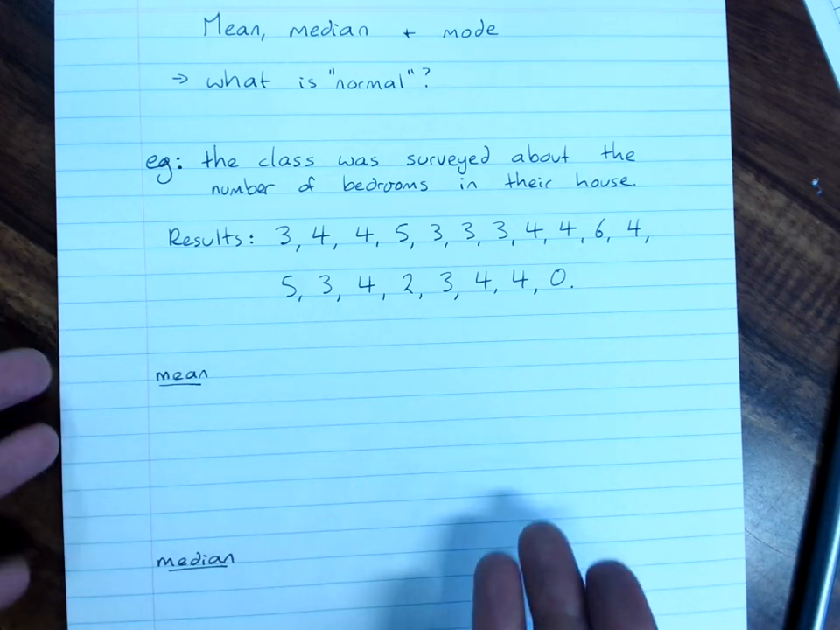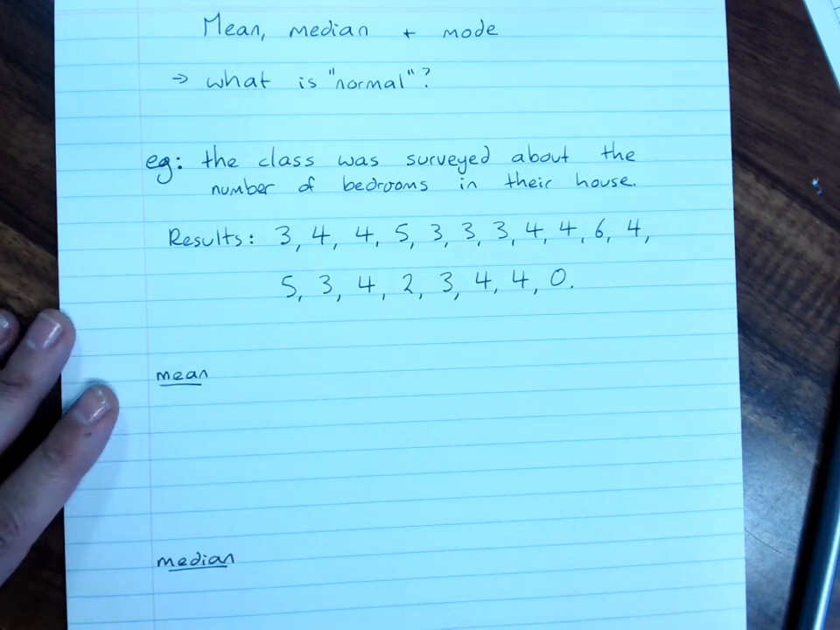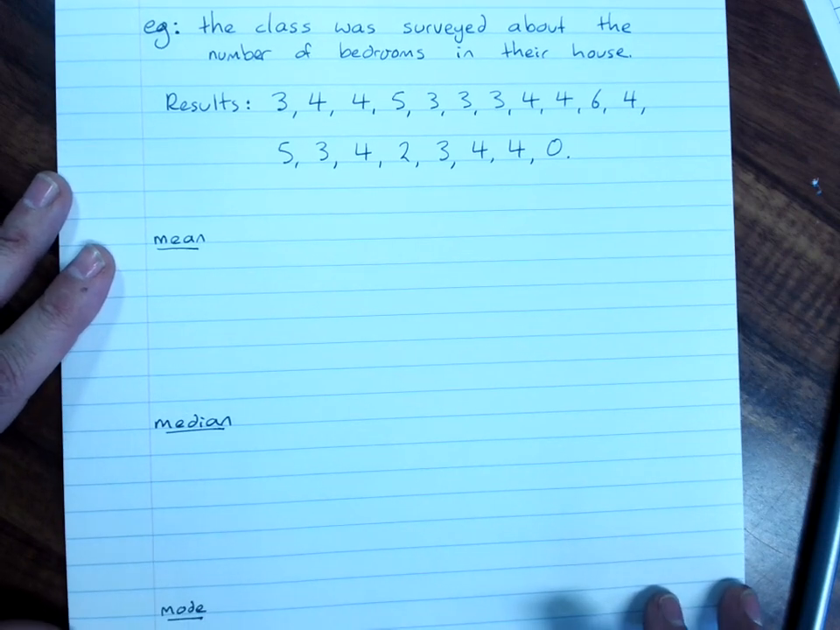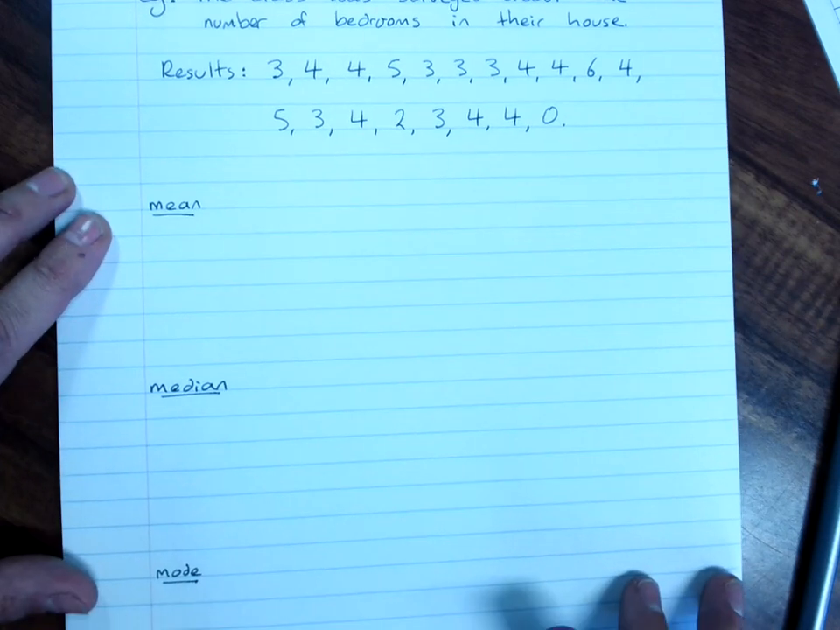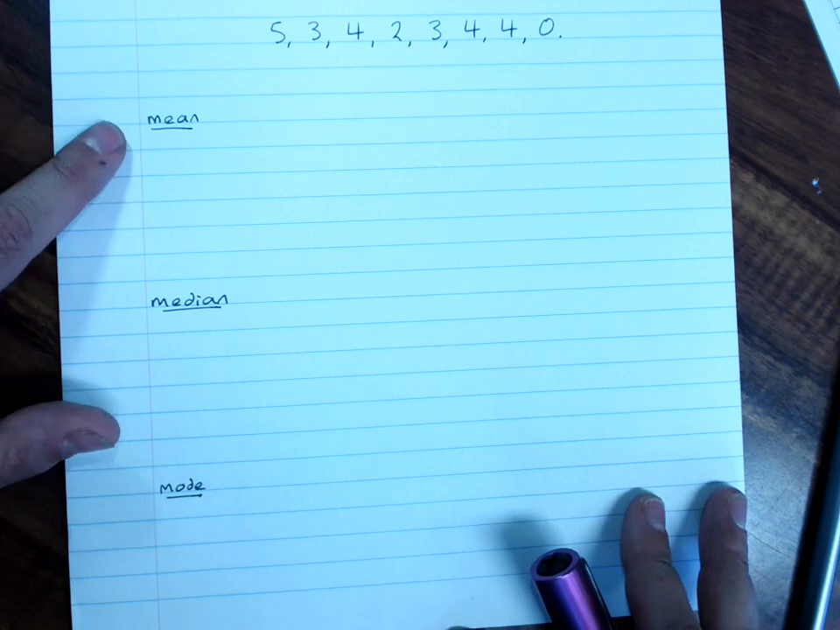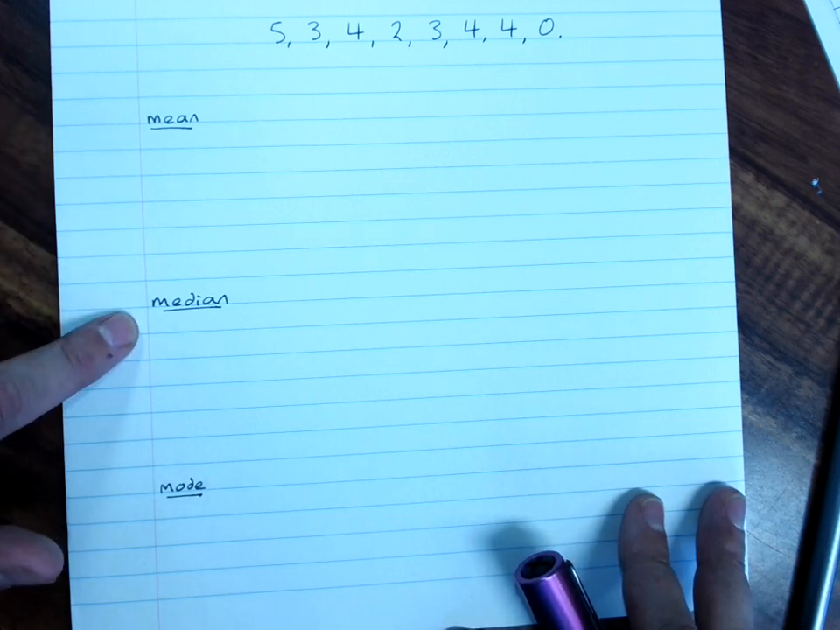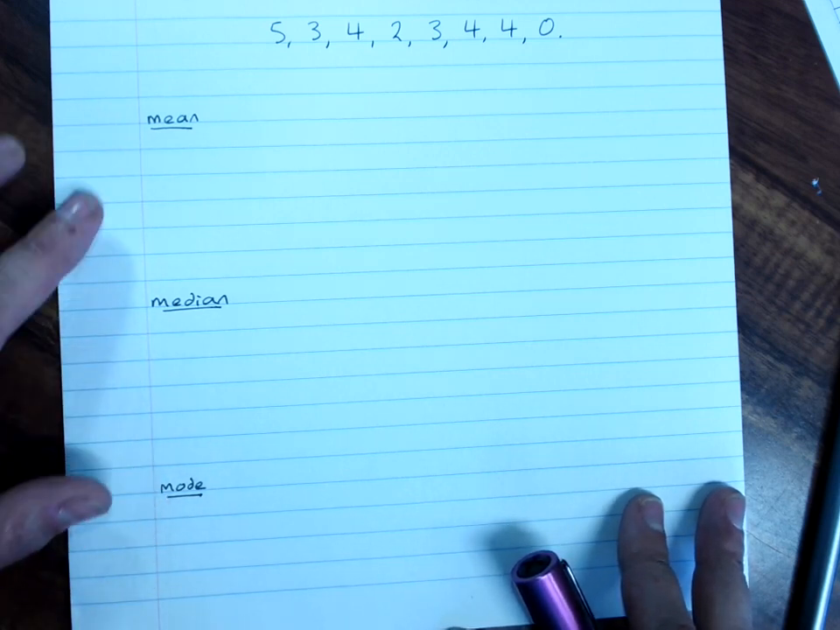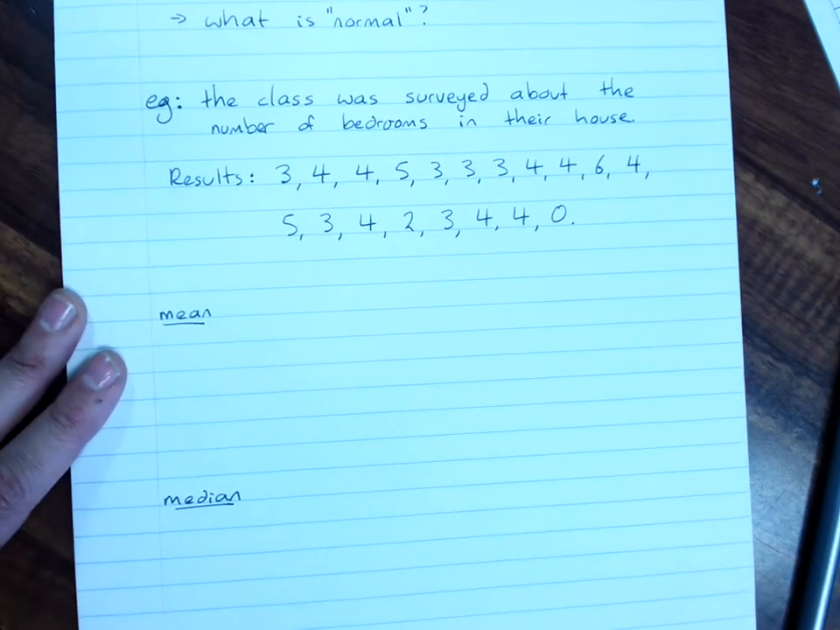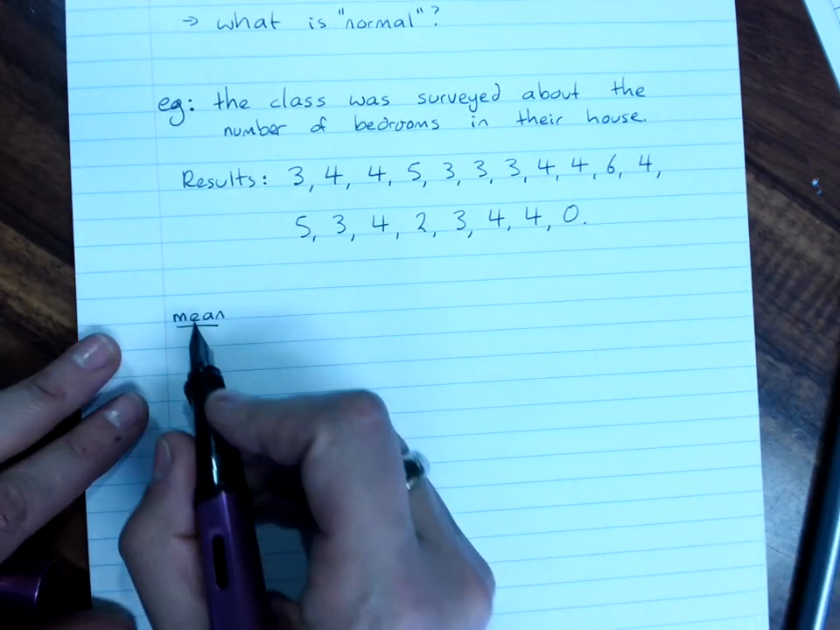But exactly how many bedrooms is normal? And there's different ways of saying that. And they are the mean or the average, the median or the middle score, and the mode, the most frequent score. So we'll work on each of these.